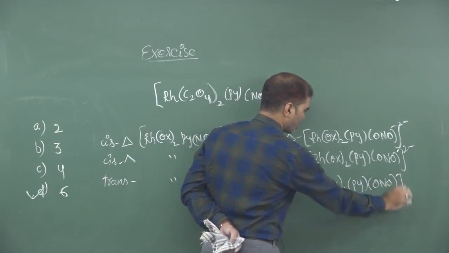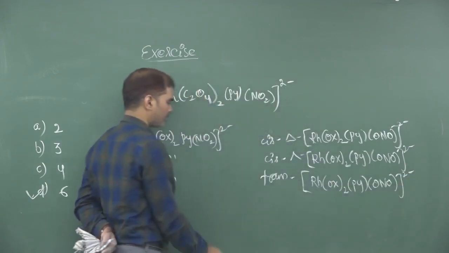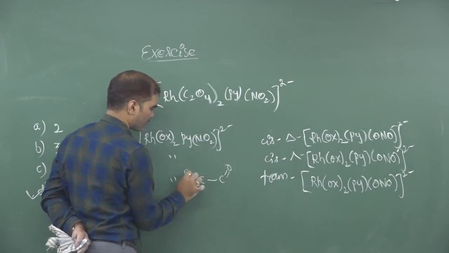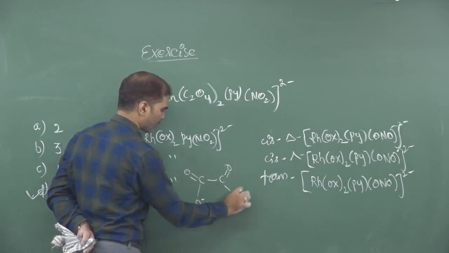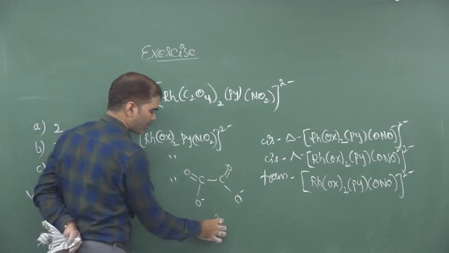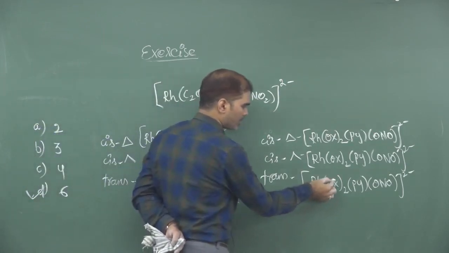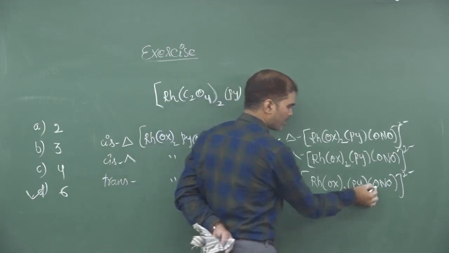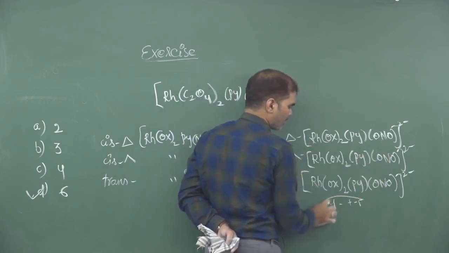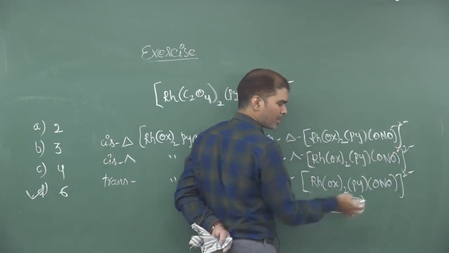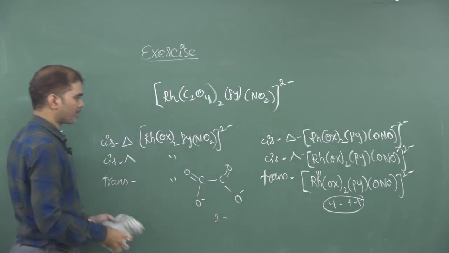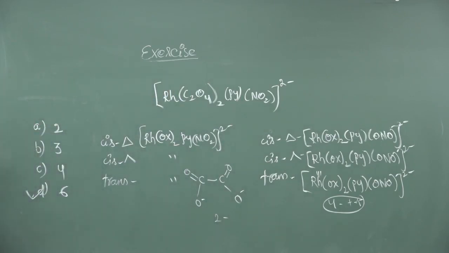What is the oxidation state of rhodium? Not 6. This is your oxalato, bi-negative, 2 negative charges. So 2 such oxalato, 4 negative charges. This is 1, 5 negative charges. Out of 5 negative, 2 are gone for the complex, 3 should be present. So rhodium is present in +3 oxidation state.